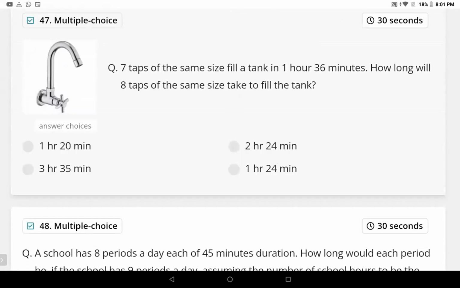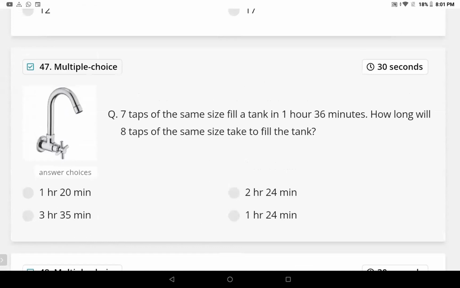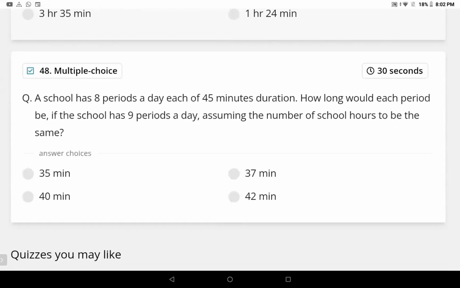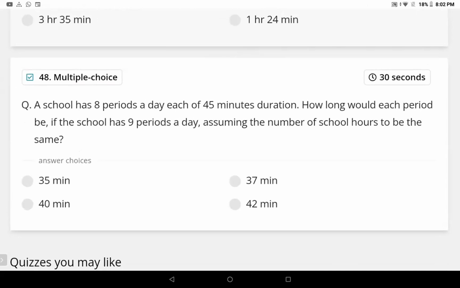I think the answer is given as indirect proportion, because the number of taps is increasing, time is decreasing. Okay. Yes, that's true. Inverse proportion. Next question, this is there in the textbook.